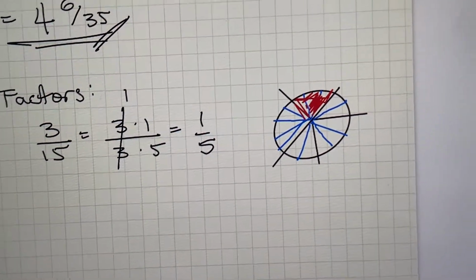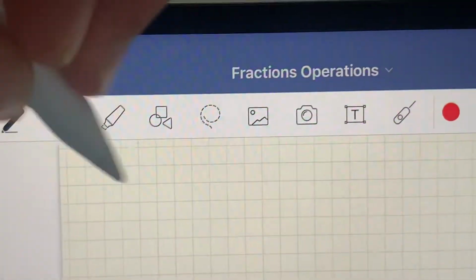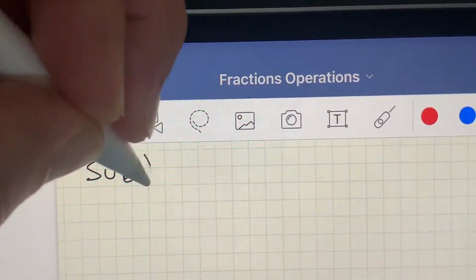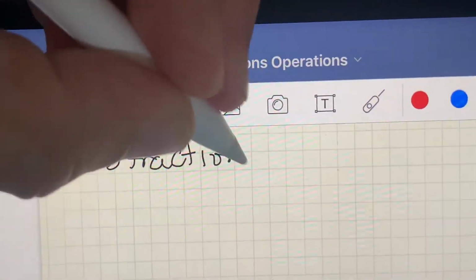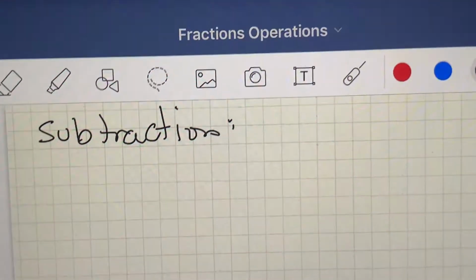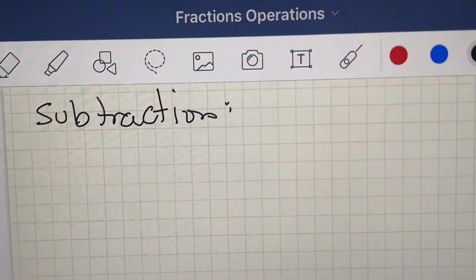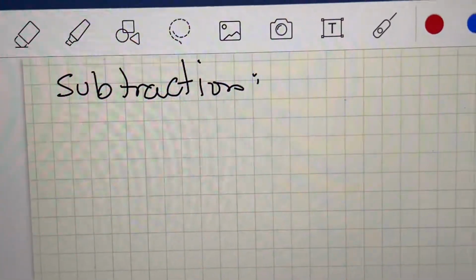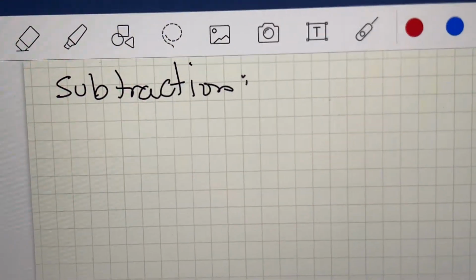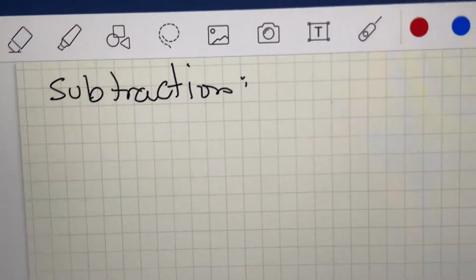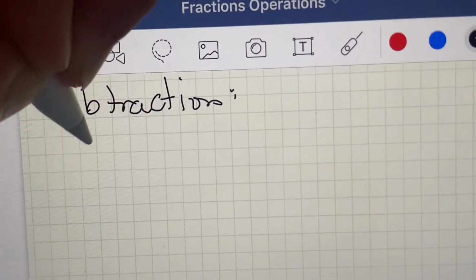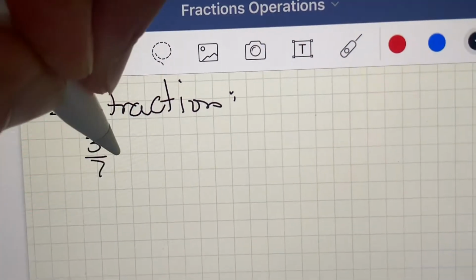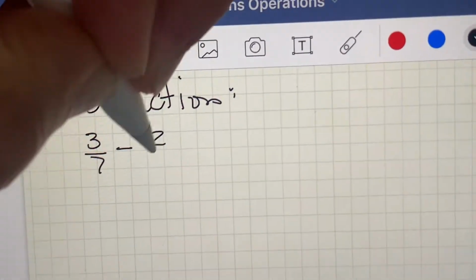Okay? So now we are going to proceed with subtraction. Okay? So when you subtract fractions, you do exactly the same process that you would do with addition, but now instead of adding, you're taking away. So let's say that I have 3/7 minus 2/3.